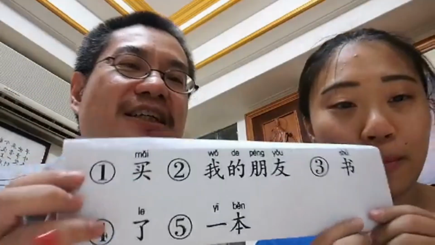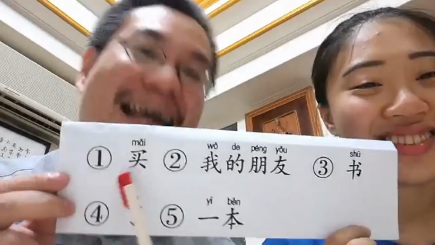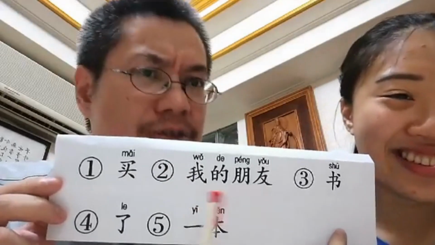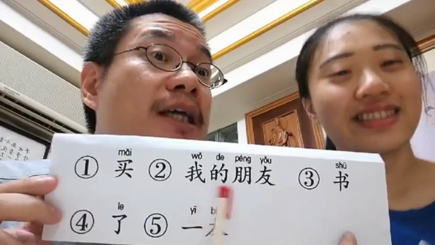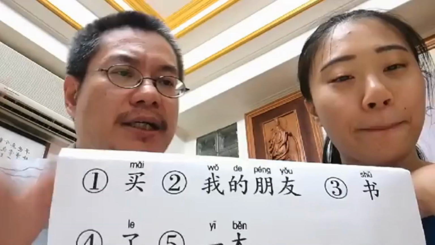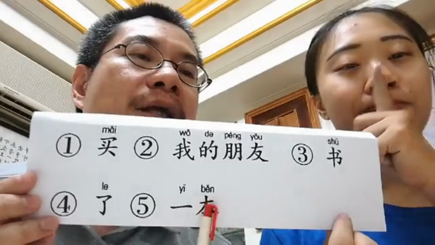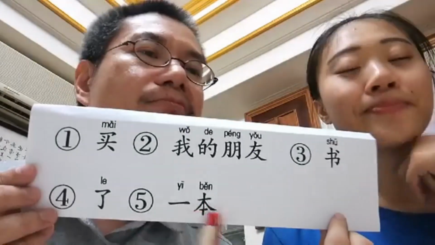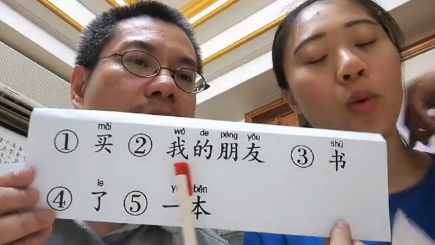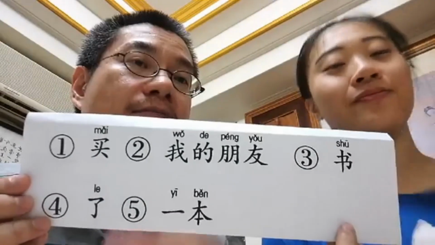Abby, give us the second question. 1. 买. 2. 我的朋友, which means my friend. 3. 书, which means book. 4. 了. 5. 一本, 一 means 1, and 本 is a measure word for books. So once again: 买, 我的朋友, 书, 了, 一本. Okay, 5 seconds.